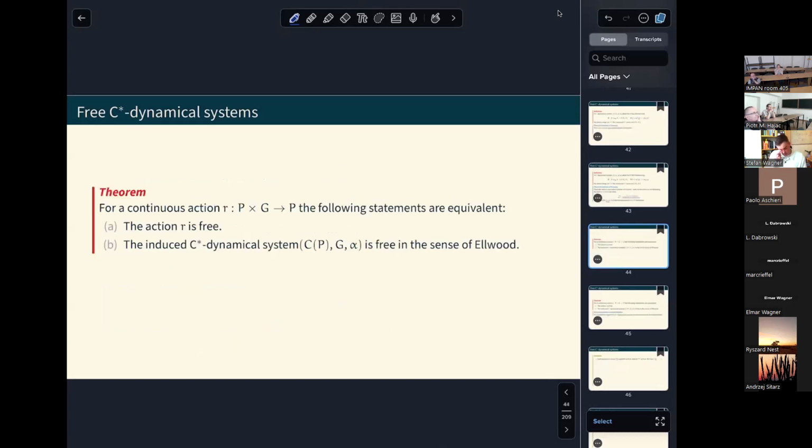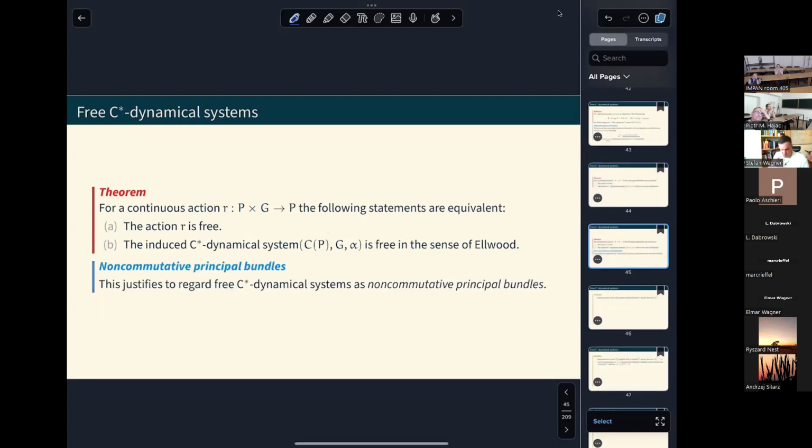So let me say, just to justify it, this is a good definition. For continuous action, the following statements are equivalent: the action is free, and the induced C-star system that we've seen before is free in the sense of Ellwood. And then, of course, this justifies regarding free C-star systems as non-commutative principal bundles, no? If you consider free actions as principal bundles.